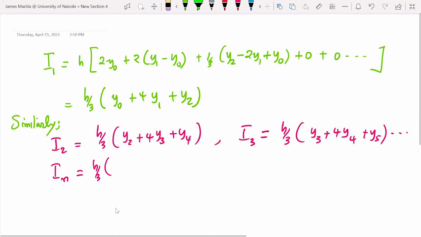I think there's a problem with that, isn't it? I'm thinking, for example, when we look at I2, if our y4 was supposed to be yn, which should be the last one, then you realize with respect to y4, y2 is y into n minus 2. So then it's supposed to be yn minus 2 plus 4 yn minus 1, then plus yn. No, just yn.